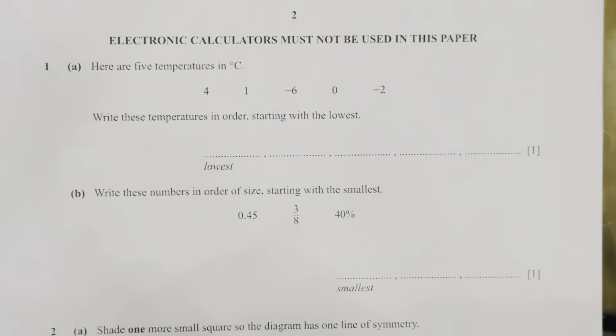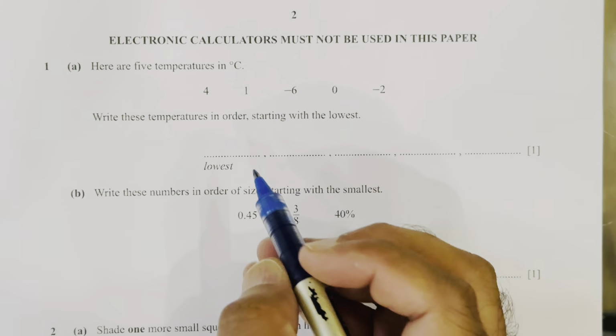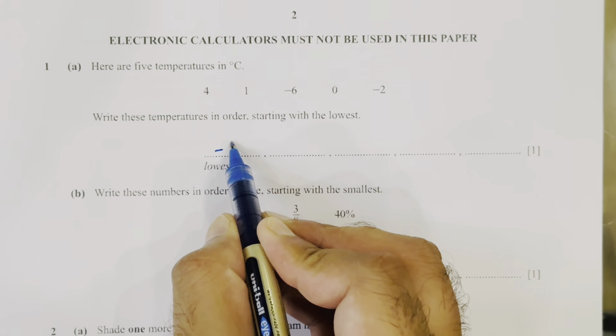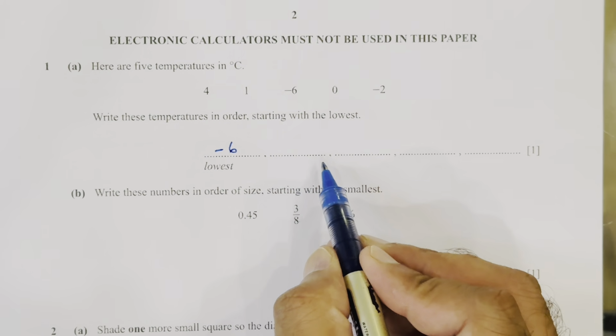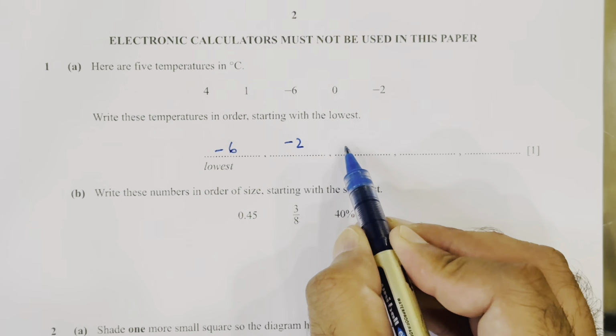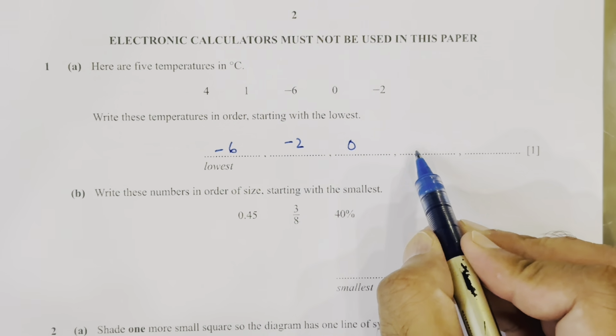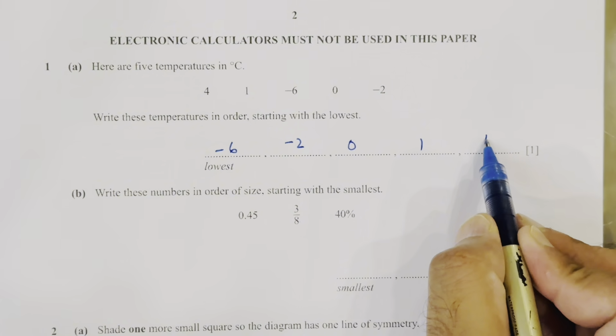Here we will start the question from number system. Here are the 5 temperatures in degrees Celsius: 4, 1, -6, 0 and -2. Write these temperatures in order starting with the lowest. We know that in negative numbers, the greater the number, the lower the value. So -6 is the lowest temperature, then it would be -2, then 0, then 1 and 4.